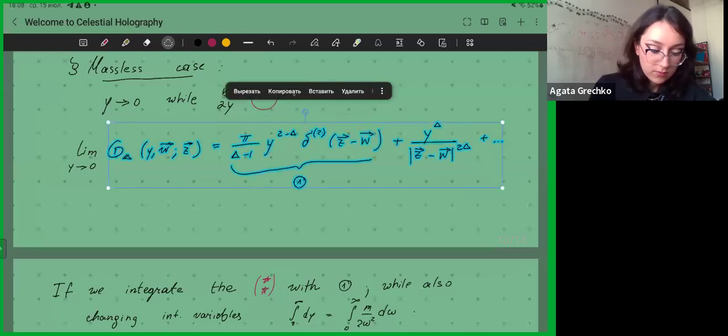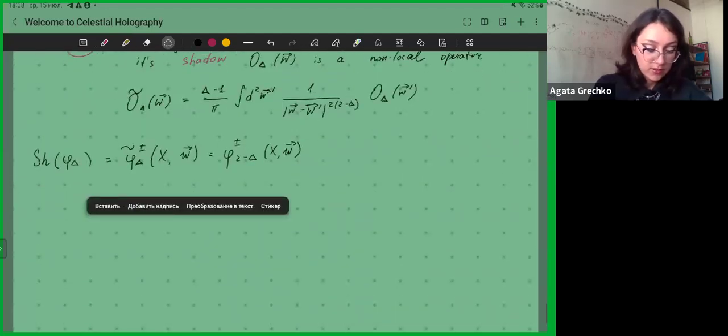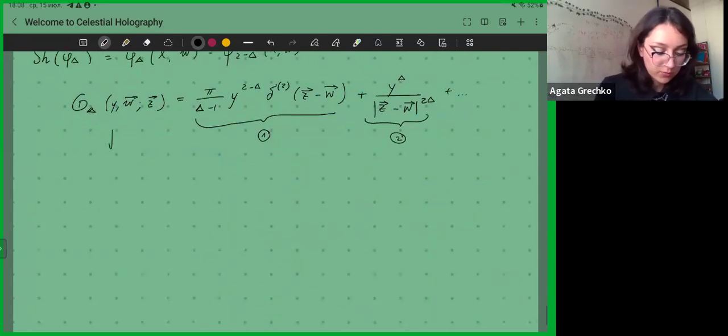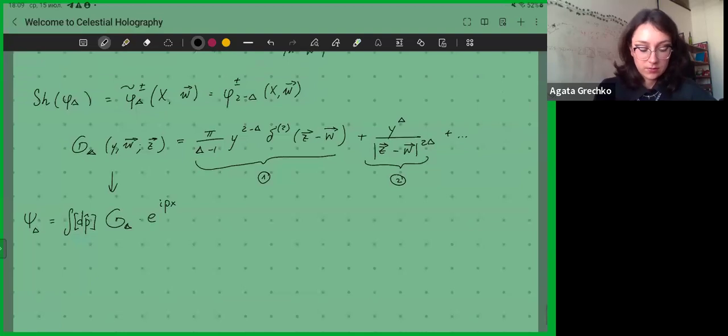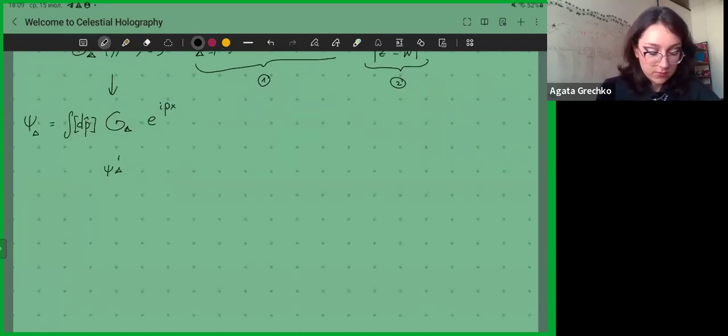Now, actually, if we take this expression for the propagator and substitute both of these terms in our integral, so inside the integral representation of our wave function, so measure, remember, times propagator times our plane wave. If you substitute both of them and do the coordinate transform, we will get nothing else but the wave function that we defined plus its shadow.